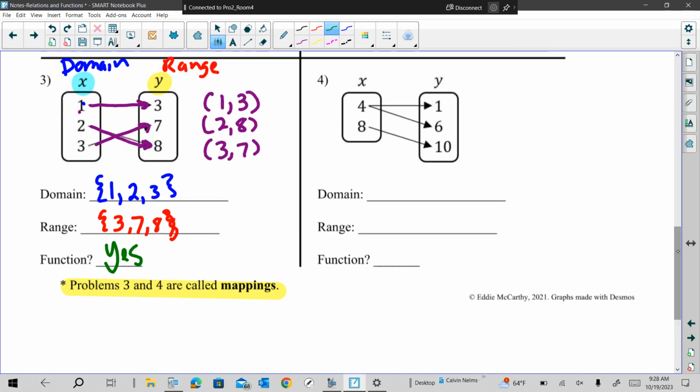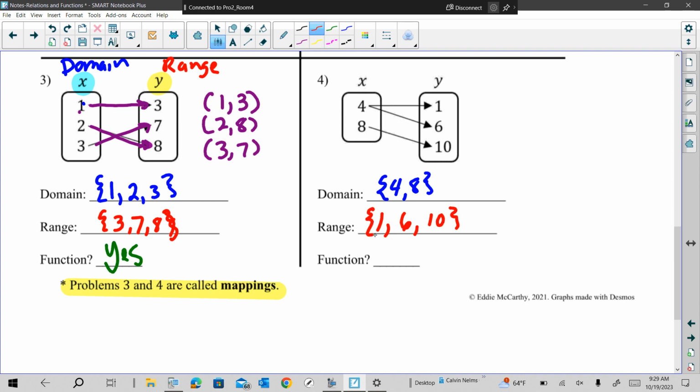Now, if you look at number 4, what are the domain values? Yeah, 4 and 8. Good job. Okay. What are the range values? 1, 6, and 10. Yes.